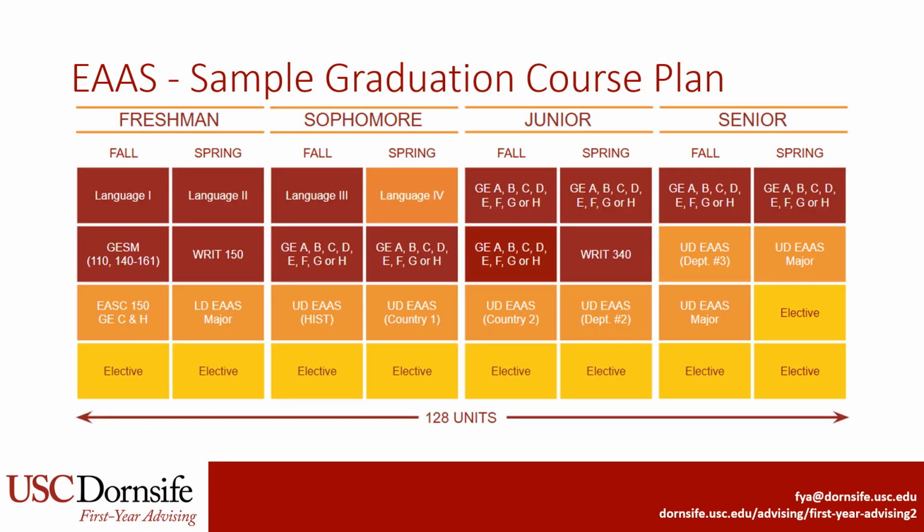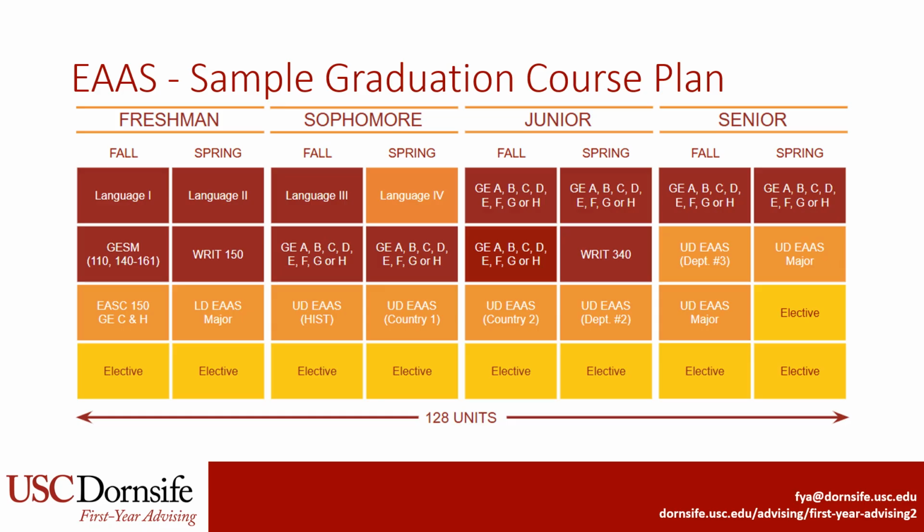This is a sample 4-year course plan for the East Asian Area Studies major. The dark red squares represent GE, writing, and language requirements that would stay the same regardless of what major you have in Dornsife. The orange squares represent your major courses.